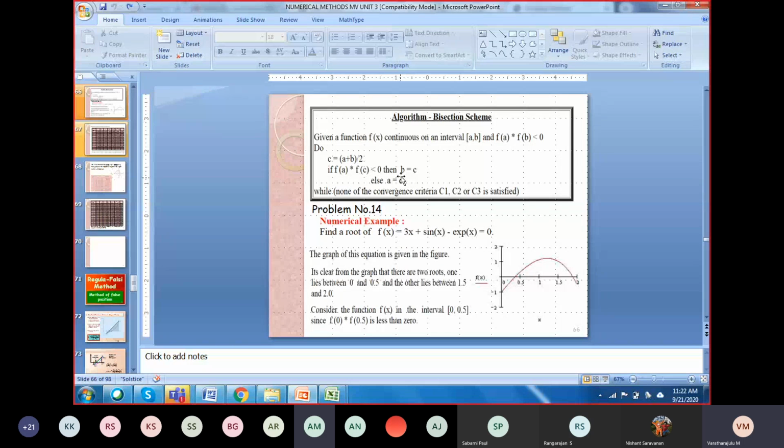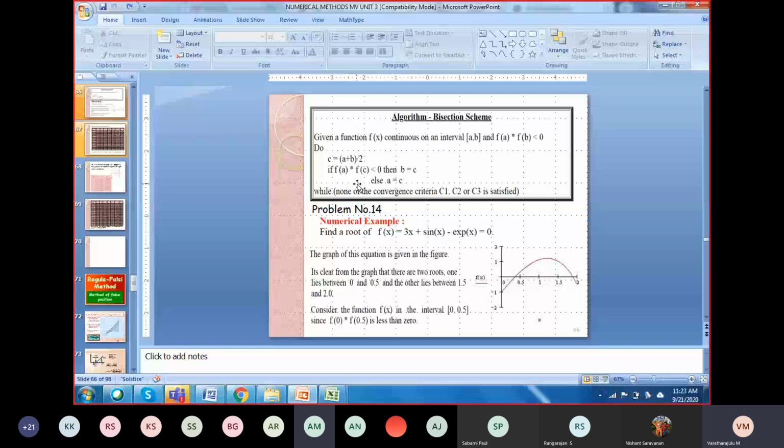Your a is the initial guess 0, your b is your initial guess 1, and now your c is 0.5. Based on these three values, we are going to have our f of a, then f of b, and based on this f of a and f of c, we are going to get the cross product. If the cross product is positive, then take your c as a. If the cross product is negative, then take your b as your c. That's it.